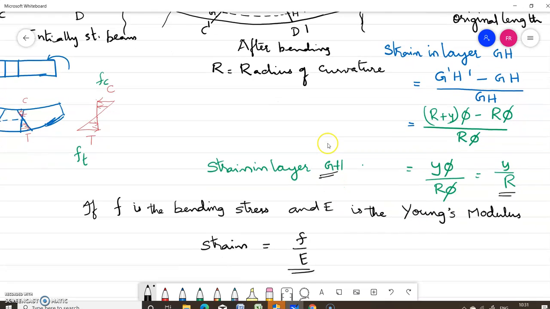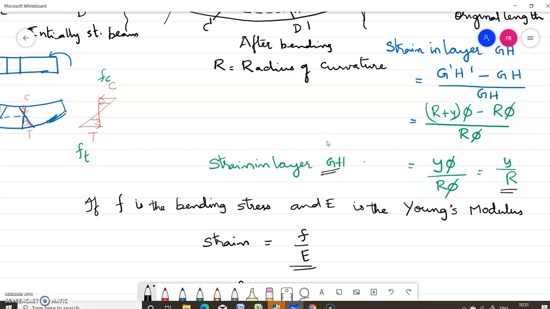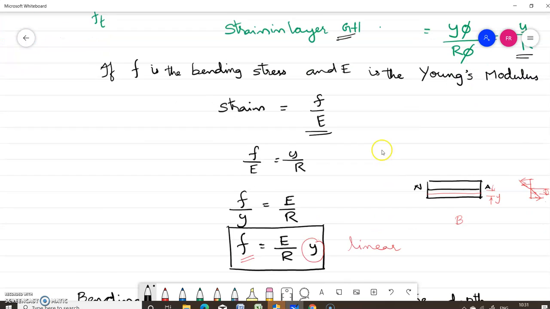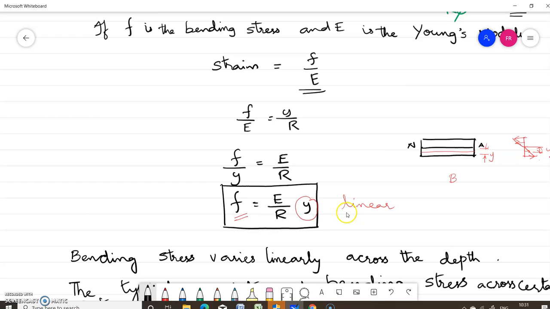So if F is the bending stress and E is the Young's modulus, we can write the relationship strain equal to stress by Young's modulus, F by E. Now equating this to Y by R, you will get the equation F equal to E by R into Y. So we can see that the variation of stress increases with the increase of distance of the layer from the neutral axis. So F depends upon the value of Y, the distance of any layer from the neutral axis.